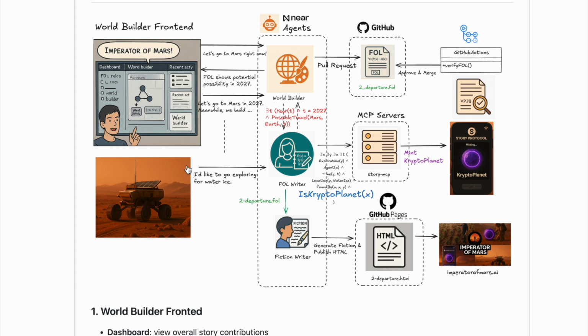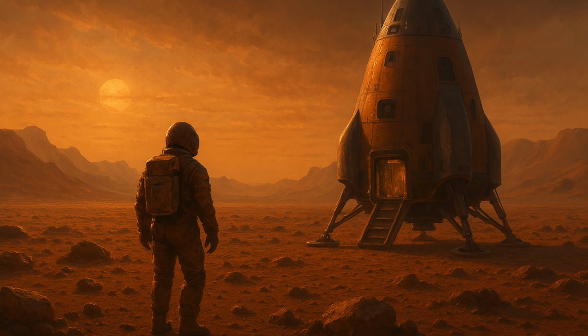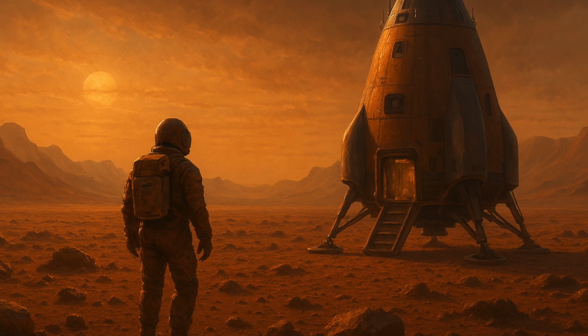Let's quickly look at how the system works behind the scenes, the system architecture. So, first, you have the writer, that could be you, using the World Builder front end. That's the website part where you type your story ideas.